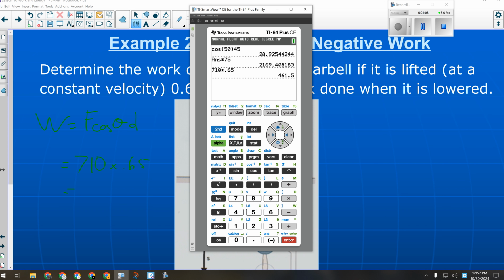Because you're going to have 710 times the cos of 180, -1, times 0.65. Okay? So it'll come out the other direction. The barbell will lose that energy, and that will do work on you as it comes back down. Everybody all right with that?